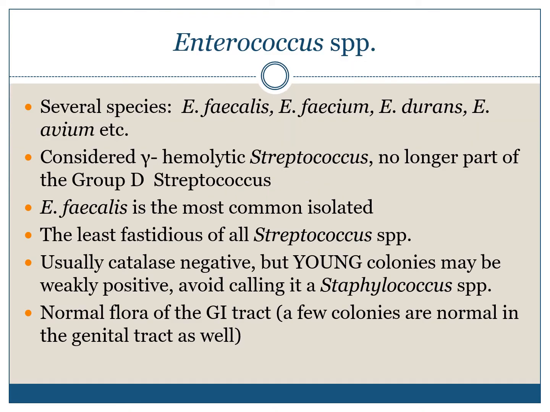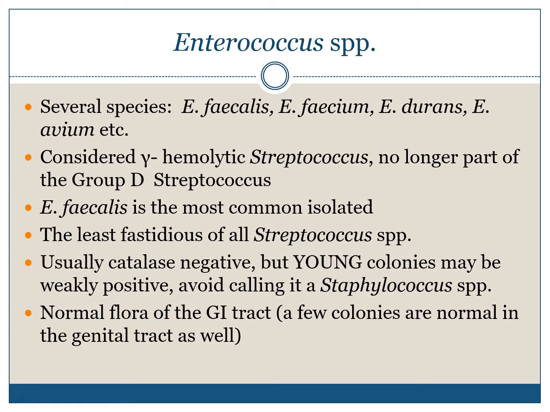Let's start by talking about Enterococcus species, and there are several species including Enterococcus faecalis, Enterococcus faecium, Enterococcus durans, Enterococcus avium, and then there are also more species than that. The only ones that we're really going to talk about too much in our laboratory and lecture would be Enterococcus faecalis and Enterococcus durans. Some of these are beta hemolytic and some of them are gamma hemolytic. It just depends on the species that we're talking about. But most of them are considered gamma hemolytic streps. They're no longer part of the group D streptococcus.